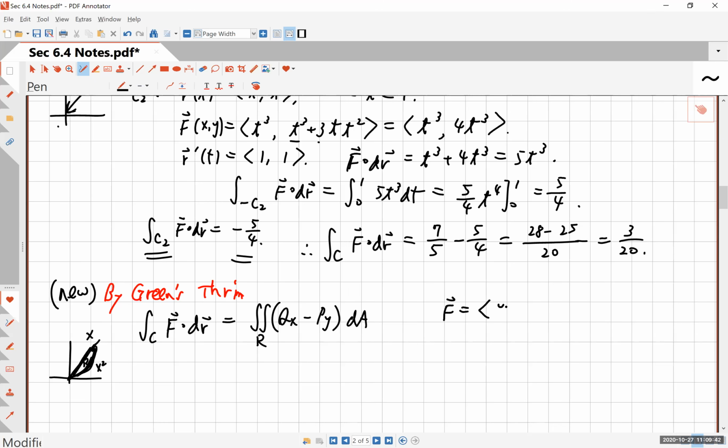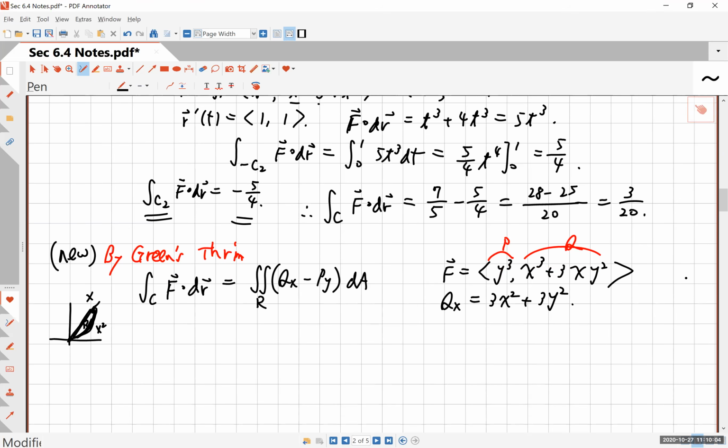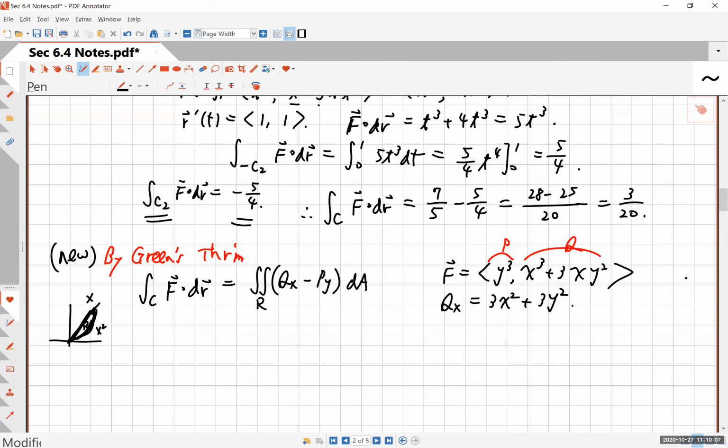Remember, F was y cubed, x cubed plus 3xy squared. Now, when we write it this way, you know this is P and this is Q. No problem here. So Qx is 3x squared plus 3y squared. All you're doing is taking the partial derivatives. And by the way, Qx and Py are actually partial derivatives. When you write dx and dy, these are not partial derivatives, but Qx and Py are actually the partial derivatives of the respective components.